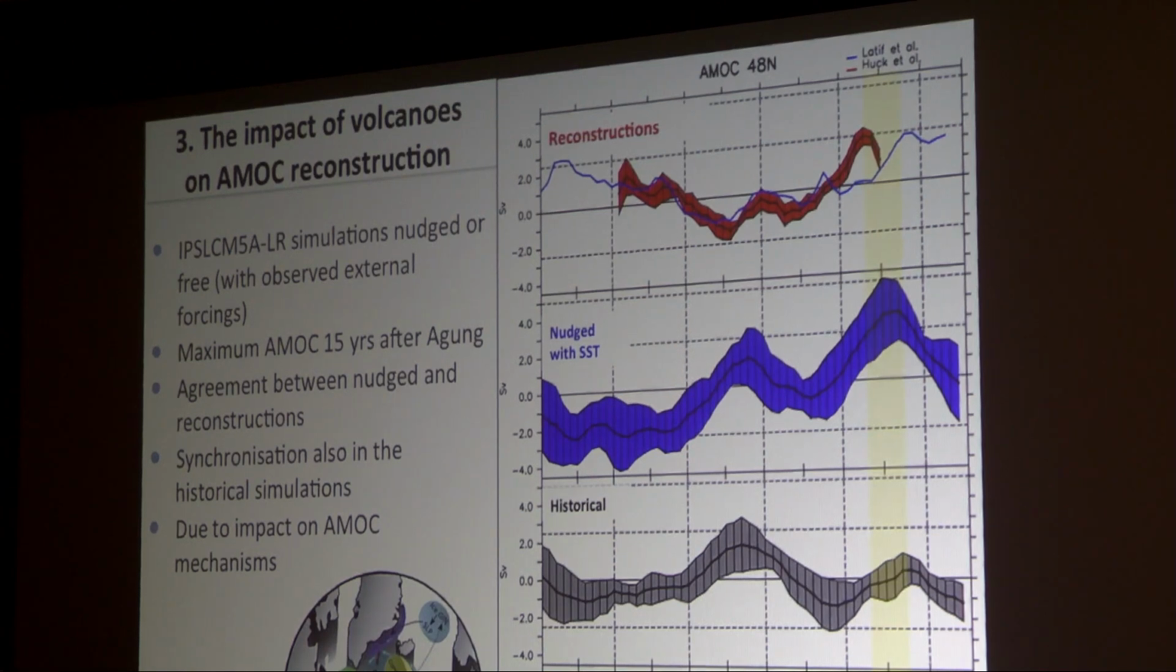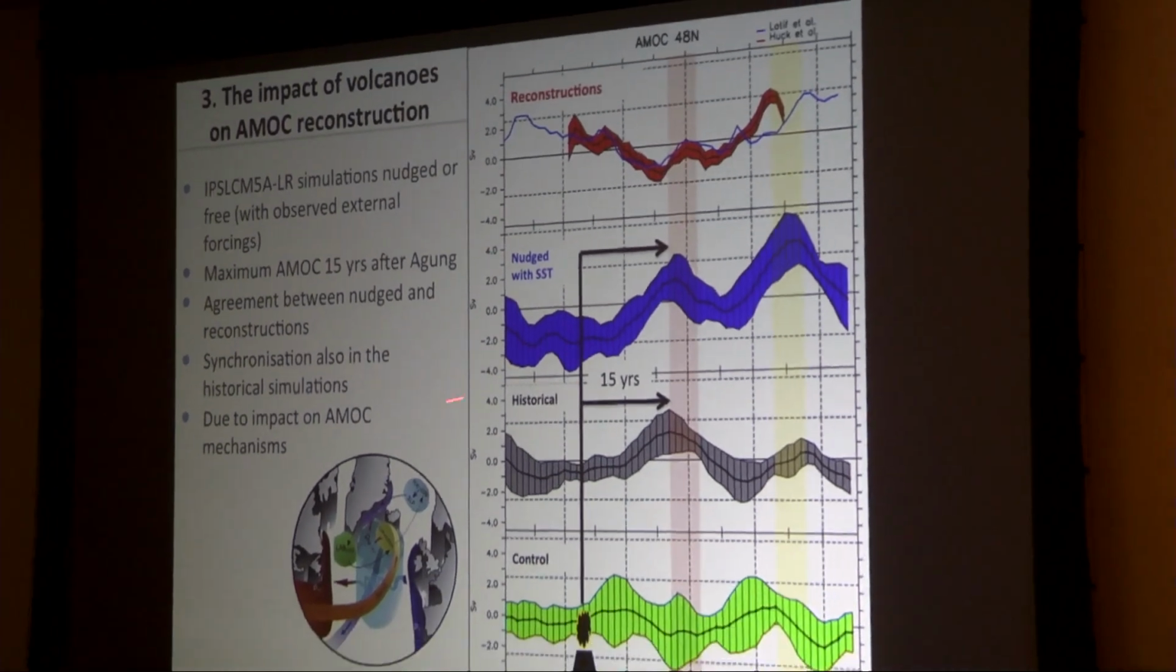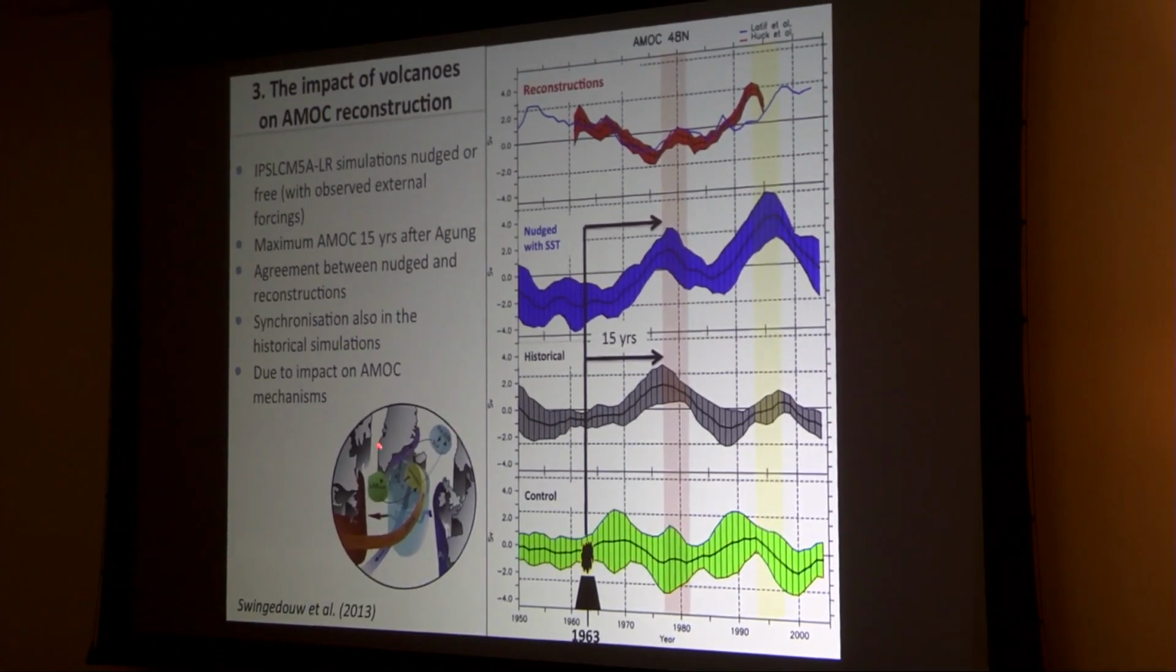And indeed, if you put a volcano, Agung volcano, 15 years later, because the volcano is going to impact the surface here. So it's related to one of the mechanisms, not the salinity mechanism: the cooling, and not only cooling, but also advection of sea ice to the East Greenland current into the Labrador Sea. 15 years later, we have a maximum of the AMOC, and then 20 years later the 20-year peak. Okay, so we have that 15-year maximum of the AMOC after a volcano. I won't talk about the other volcanoes.